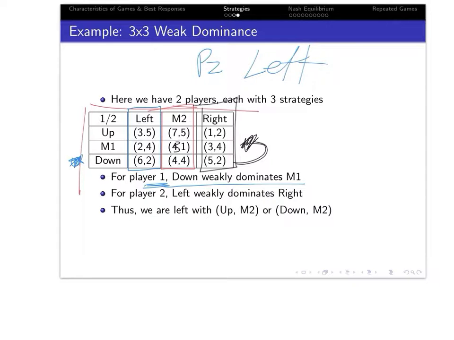For player 2, we can see that left weakly dominates right. So now if we lock in player 1, saying that player 1 is definitely playing up, we can see player 2 can get 5, 5, or 2. If we lock in instead M1, player 2 can get 4, 1, or 4. And finally, if you lock in the last one, down, you can see that player 2 can get 2, 4, or 2. So the idea is left weakly dominates right, because here 5 is better than 2, 4 is as good as 4, and 2 is as good as 2.